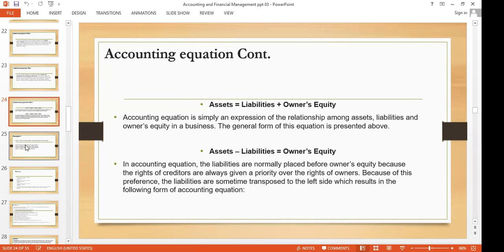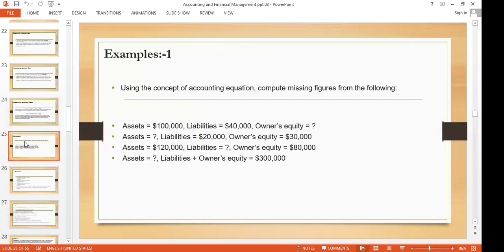Please take some examples. Example 1: using the concept of the accounting equation, compute the missing figures from the following. Please get paper and pen. Prepare the answer and solve it with me.